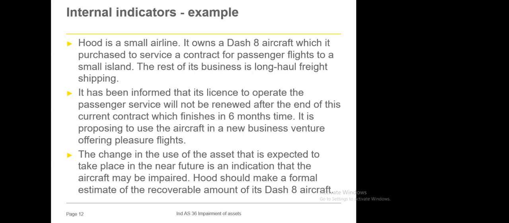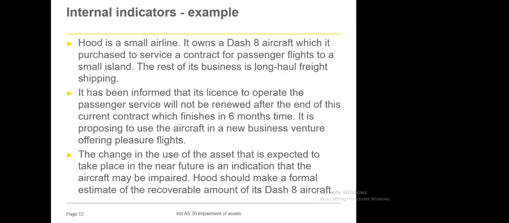So that means it is saying that it has 8 aircraft which were getting used for passenger flights to a small island. Now, there could be a situation that the license to operate at that small island might not be renewed, and the remaining tenure of that license is just 6 months. So in that case, we are not going to earn any revenue from that aircraft after 6 months. So if the current carrying value of that aircraft is maybe 10 lakh rupees, and we know that we are not going to earn any cash flow from that aircraft after 6 months, that means we need to impair that asset.